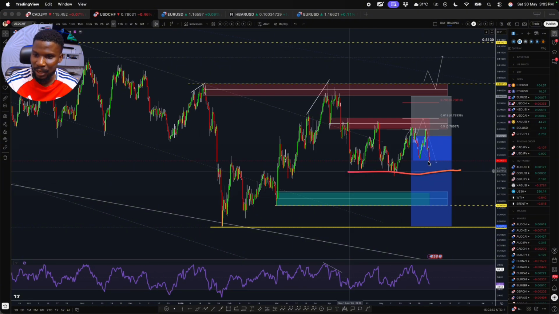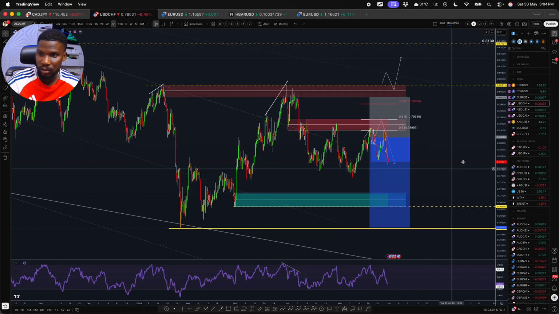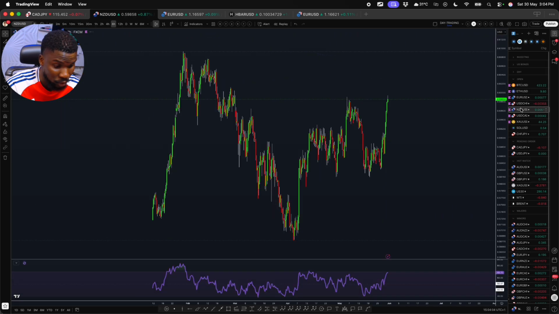Okay, I would rather wait for a break below here, a pullback, and I will sell it. I will be selling all the way to the downside, right there on the losses. But again, the choice is always going to be yours. It's your money, your account, your choice.